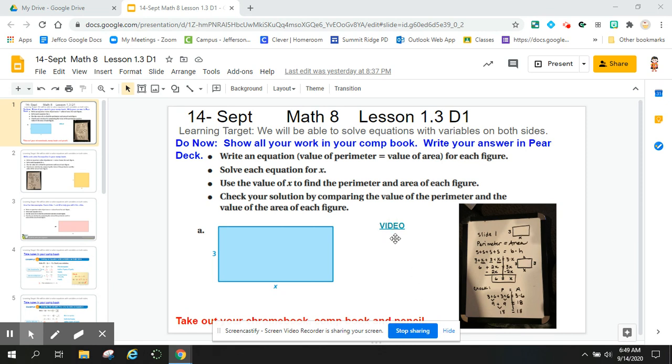I also gave you a video of my voice, so if you want to click on this video, it will also take you through me explaining how to set your perimeter to equal your area of a quadrilateral. That's a four-sided figure. All right, let's move to the next slide.